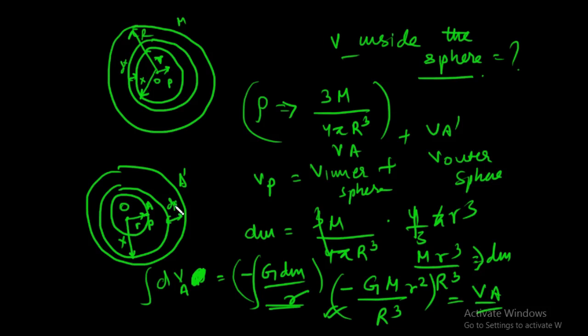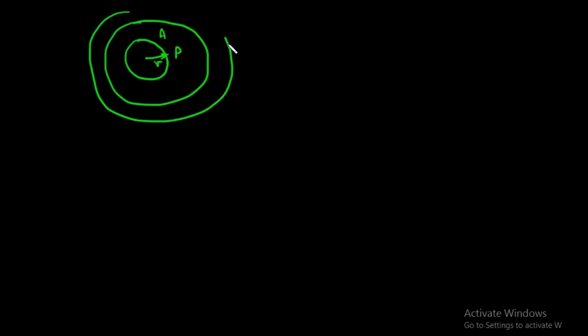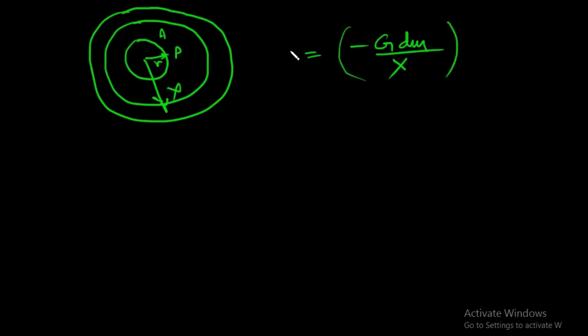Now I want to find out the V of A dash. You see, this was the small sphere which is A, and this point P, and this is small r, and this was the spherical shell. Now the potential due to this spherical shell of radius x, as I already told you, potential due to a spherical shell inside is constant. And since it is constant, it is minus G dm by capital R. What is this radius over here? This is x, so this will be minus G dm by x.